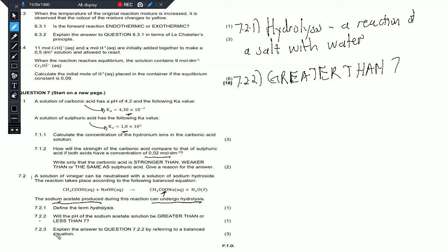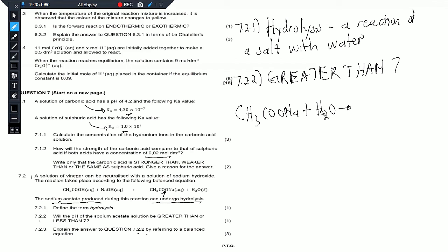Now, in 7.2.3, they're saying explain the answer to question 7.2.2 by referring to a balanced equation. So, to prove that it is basic, let's check. So, the solution there will be basic. So, CH3COONa, if we react it with water through that hydrolysis. So, remember, what is hydrolysis? When you react a salt with water, and then what will it produce?